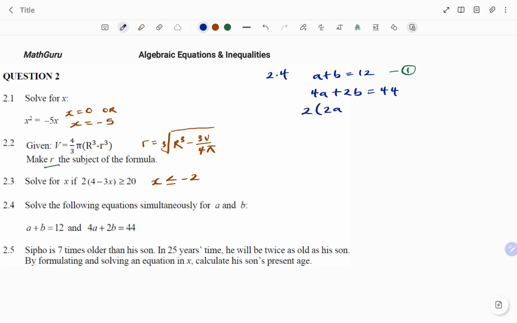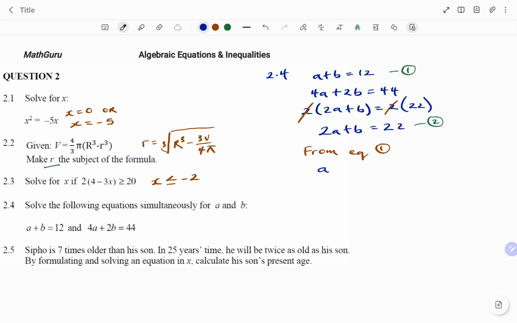I'm left with 2a plus b equals 2 times 22. And if I divide both sides by 2, my 2 goes. So my second equation will be 2a plus b equals to 22. I'm going to use the substitution method. So from equation 1, I'm going to make a the subject of formula.